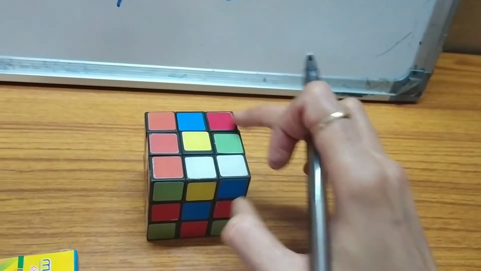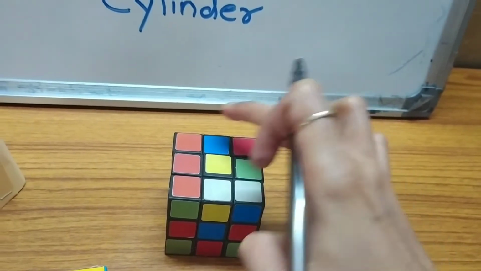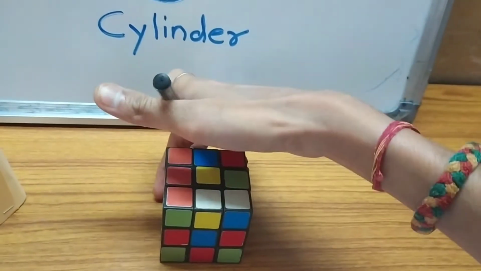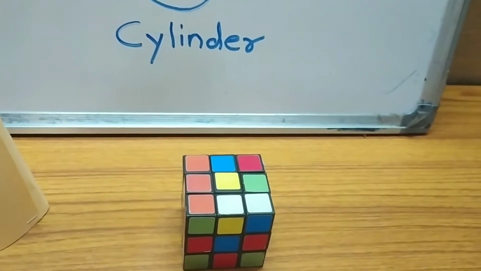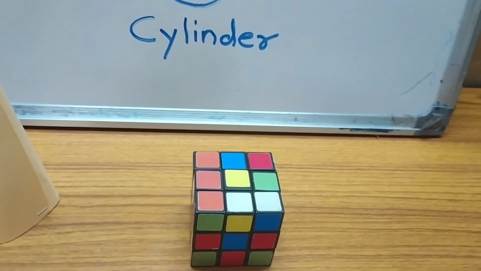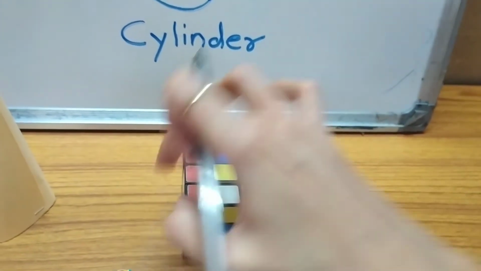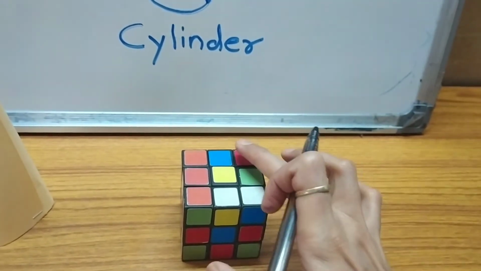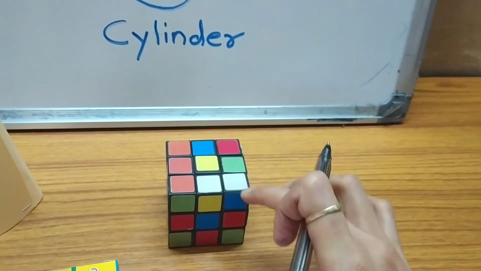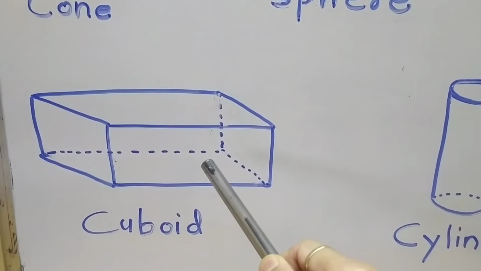How many corners does a cube have? We can call them vertices. So 1, 2, 3, 4, 5, 6, 7, 8. How many vertices? There are 8 vertices a cube has. Understood? So a cube has 6 faces. Faces means 6 sides, and 12 edges and 8 vertices. Understood, children?